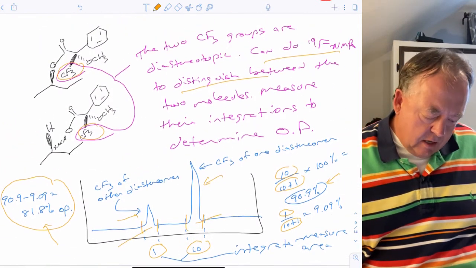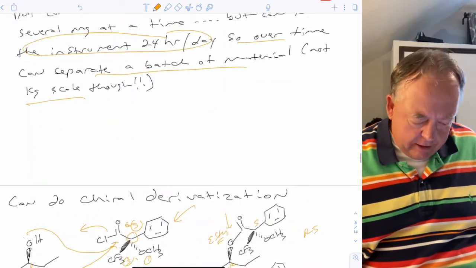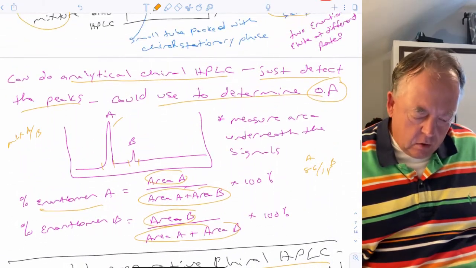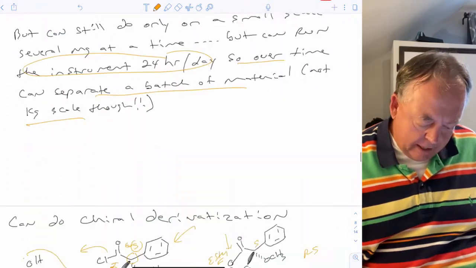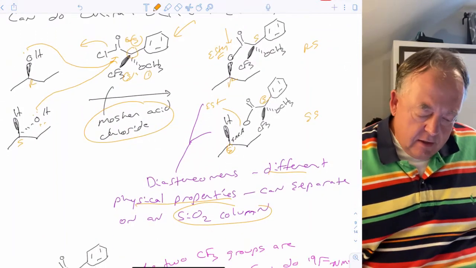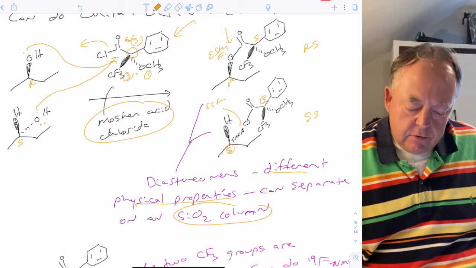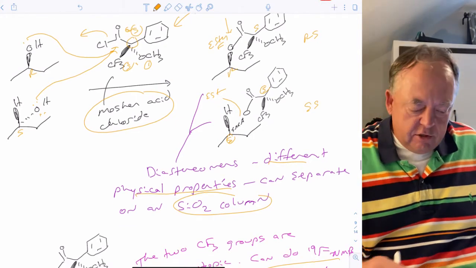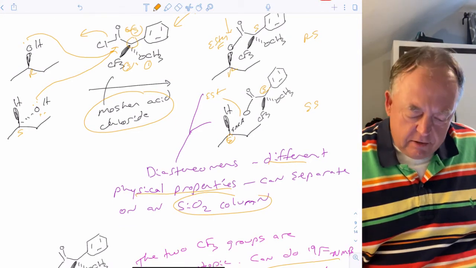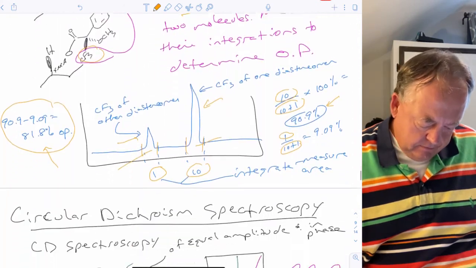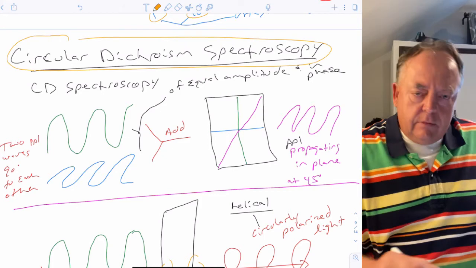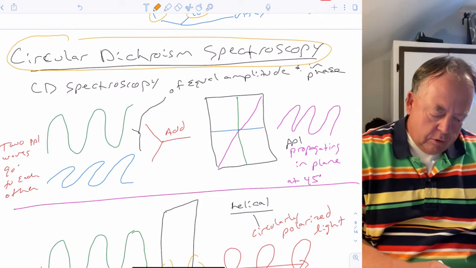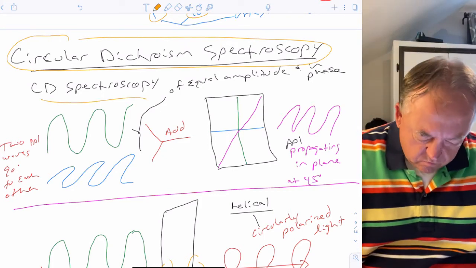Okay, so that's a couple of ways to separate chiral molecules. Either do chiral chromatography, or make a diastereomer and then separate those two diastereomers and then get rid of the thing that you used to make it diastereomeric. Okay, so lastly, I wanted to talk a little bit about circular dichroism spectroscopy, also known as CD spectroscopy.